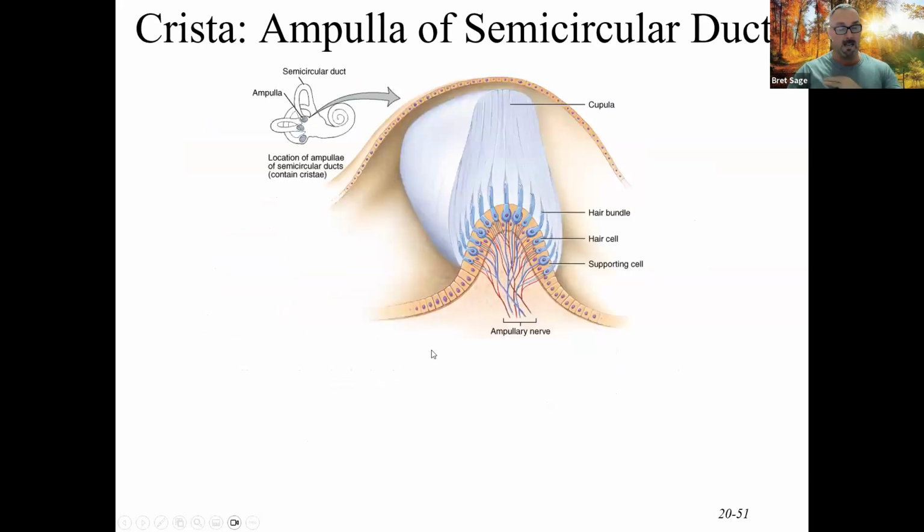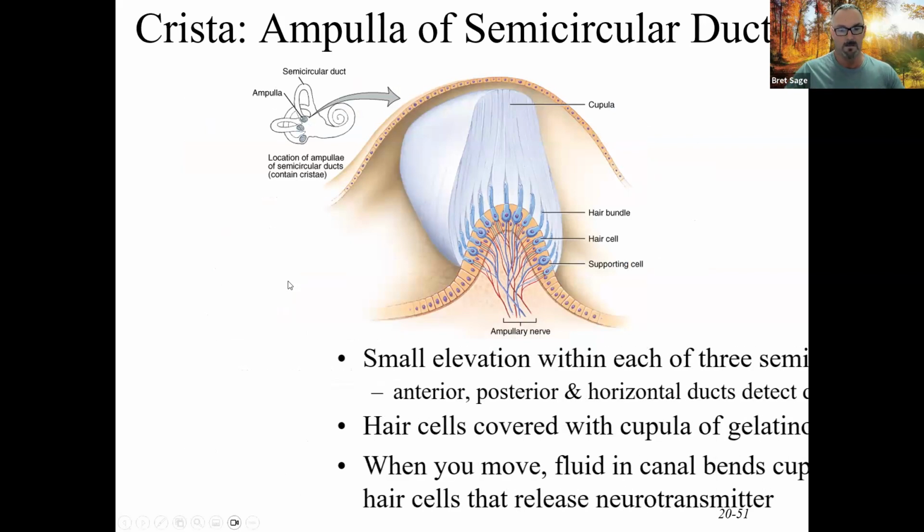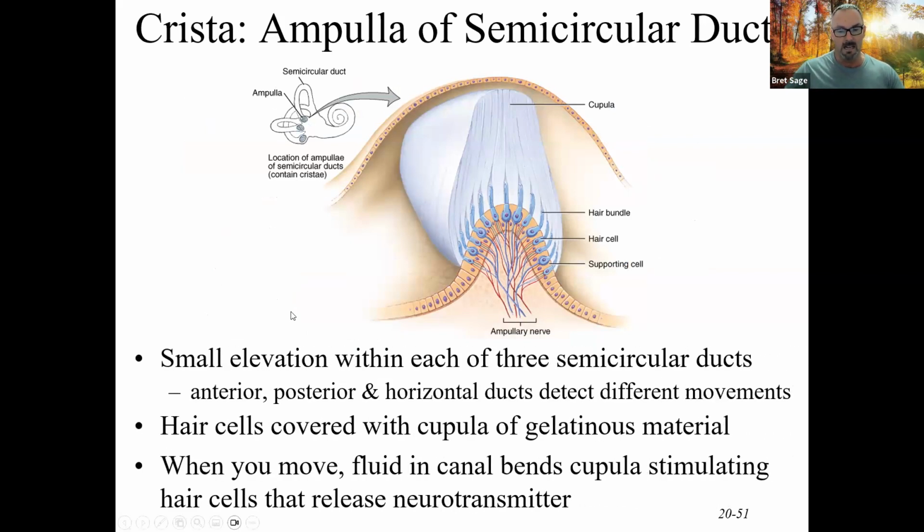Okay, so for rotational acceleration, this cupula is basically like a paddle, and it can sense when fluid is moving because it tilts as fluid moves past. It's a small elevation within each of the three semicircular ducts. Anterior, posterior, and horizontal ducts detect different movements. Hair cells are covered with the cupula of gelatinous material. So again, instead of crystals here, we just have this big gelatinous cupula and these hairs inside of it.